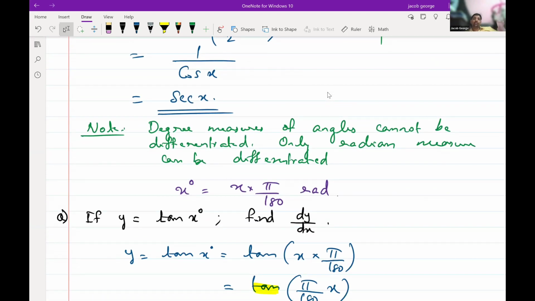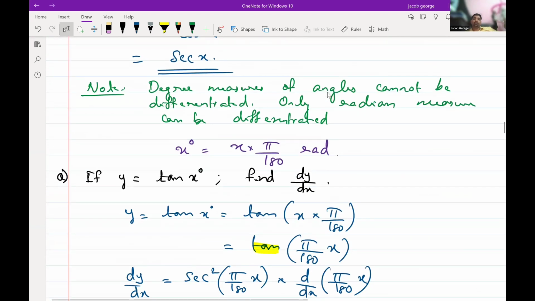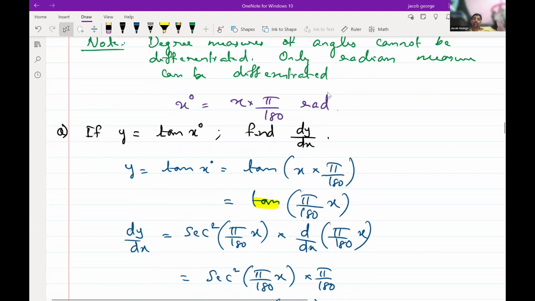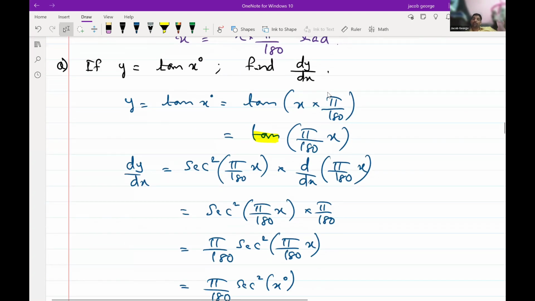If degree measure is there, we convert it into radian measure by multiplying with pi by 180, and then we have to take the derivative accordingly.